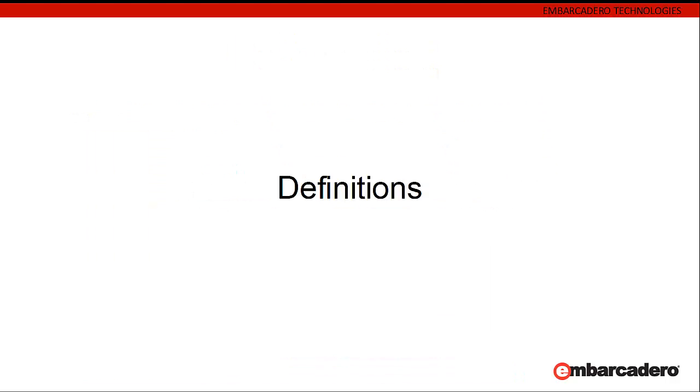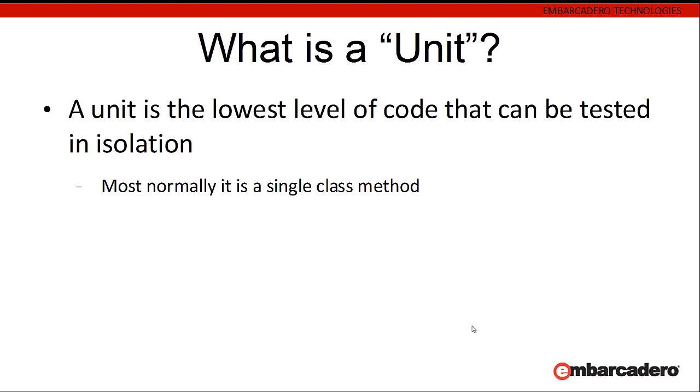Okay, so we've been talking about unit testing and sort of what its benefits are and why you should do it. But let's look a little more deeply at some of the definitions that are involved. The most obvious question to ask at this point is, what is a unit? Well, a unit is the lowest level of code that can be tested in isolation. And normally, this is a single class method.